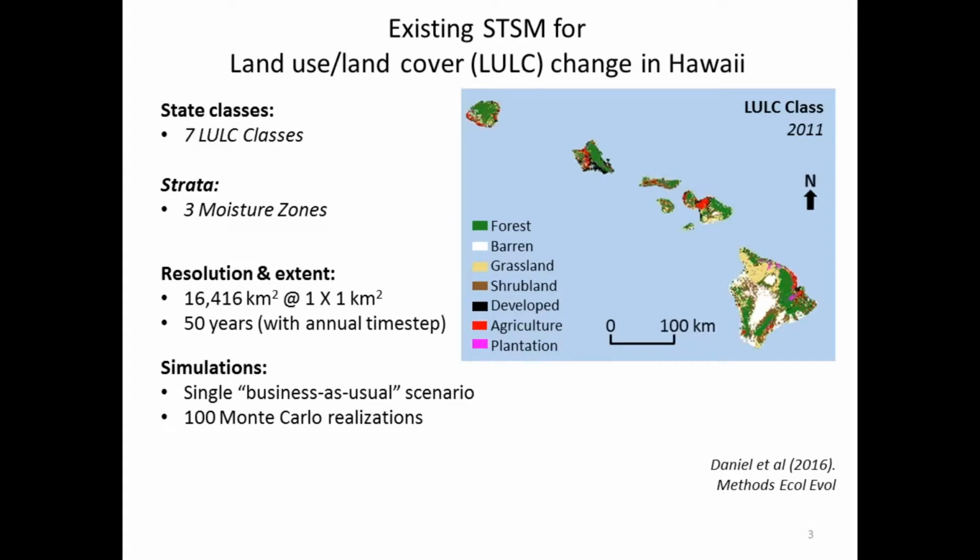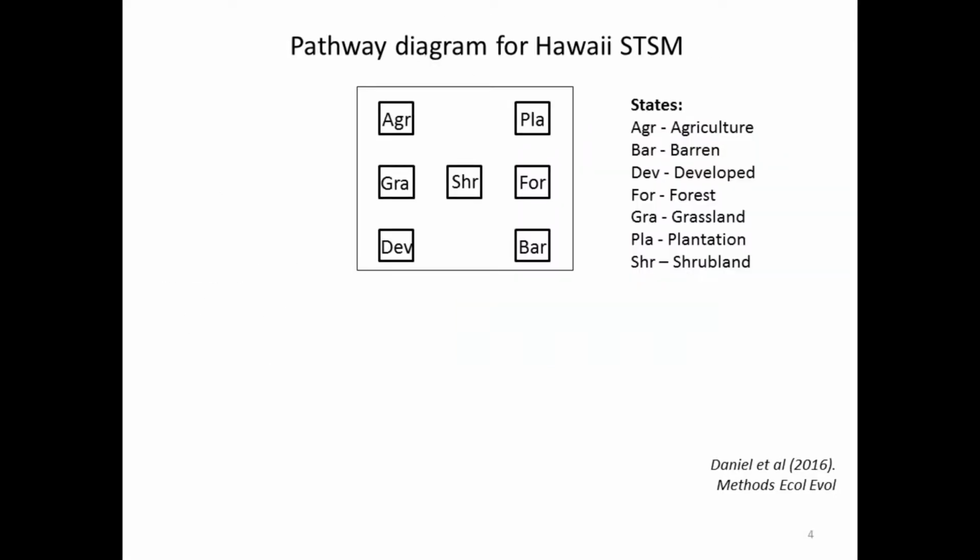Again, the purpose of this was to demonstrate the approach, so we kept the simulations very simple. It wasn't intended to actually make real projections of land use land cover change. It's more to demonstrate the features of the approach. And we ran 100 Monte Carlo realizations for all our simulations.